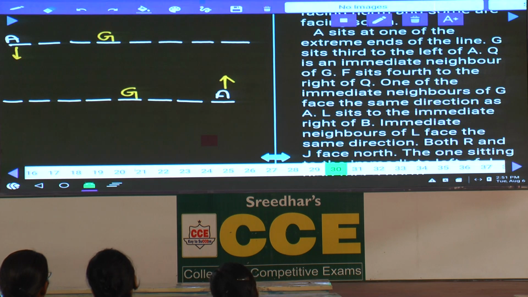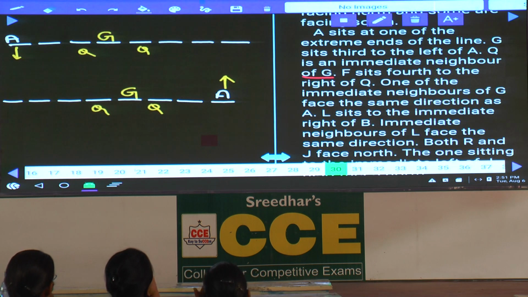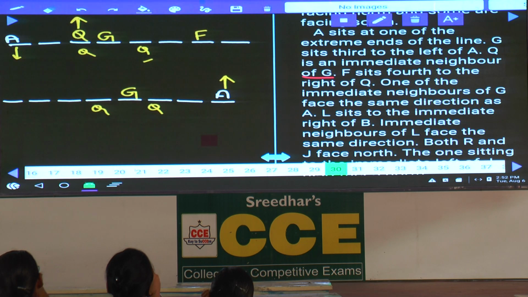And Q is an immediate neighbor of G. As Q is an immediate neighbor of G, Q can be here or here. Similarly here also Q can be in these two places. F sits fourth to the right of Q. Now if Q is here, 1, 2, 3, 4 is not possible. Hence Q must be here. If Q is here, F sits fourth to the right of Q, 1, 2, 3, 4, F will be here. Then coming to this one, if Q is at this place, 1, 2, 3, 4, F must be here, which is not possible. So Q cannot be here, Q is here. And if Q is here, F sits fourth to the right of Q.